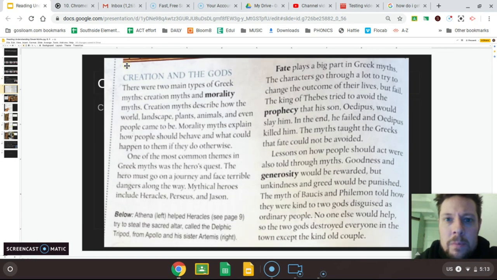Here we go. And this is about Greek myths. We're working on Greek myths and legends. Here we are, Greek myths, creation and the gods. There were two main types of Greek myths, creation myths and morality myths. Creation myths describe how the world, landscape, plants, animals, and even people came to be. Morality myths explain how people should behave and what could happen to them if they do otherwise.